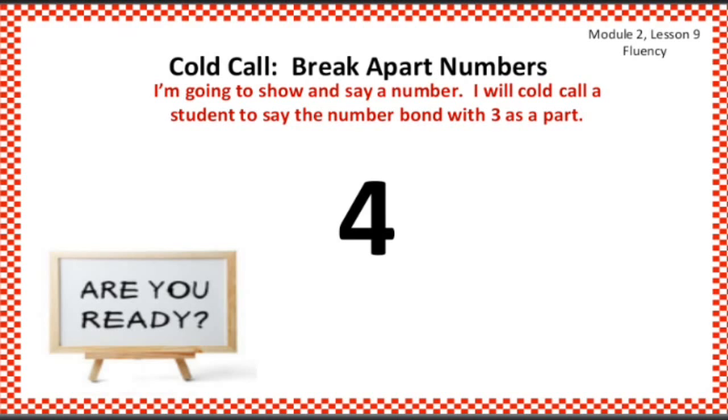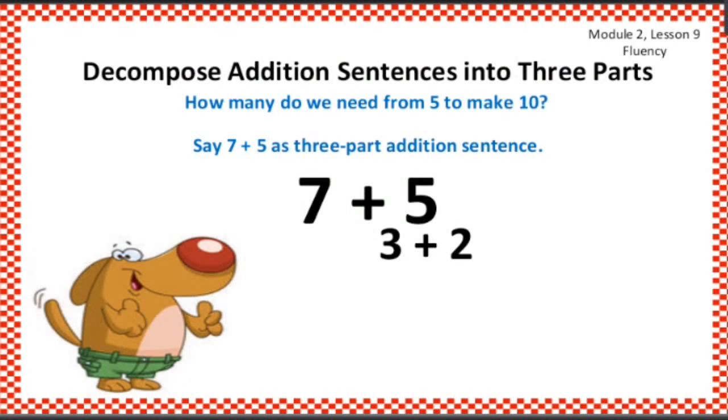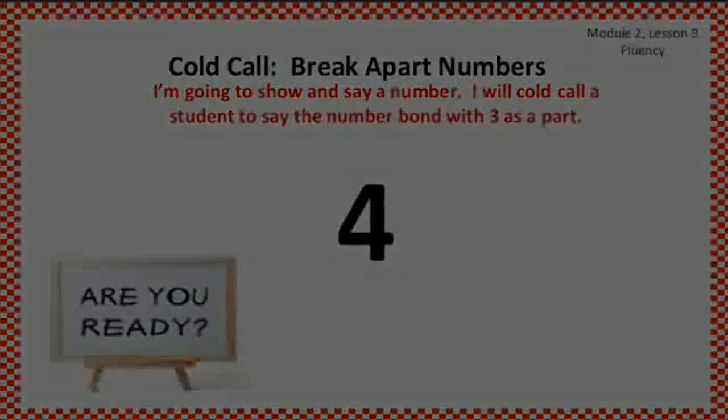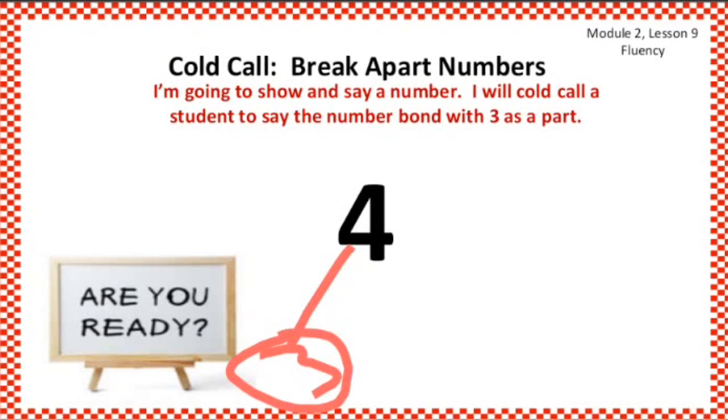We have what we call the cold call. The cold what? Cold call. Are you ready? Now, break apart numbers. I am going to show and say a number. I will cold call a student to say the number broken with 3 as a part. So that means we'll be taking 3 from this number, which is 4, and other numbers to come. Are you ready? So let's take away 3. Yes, 3 now. How many will be left? 1. So the parts become 3 and 1.